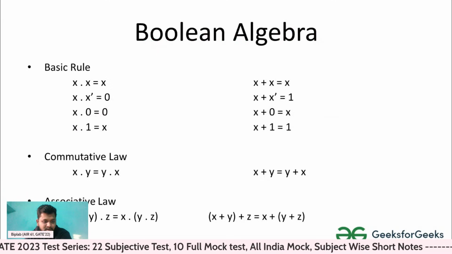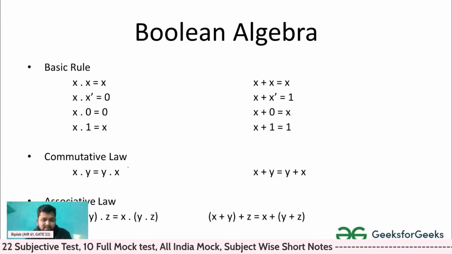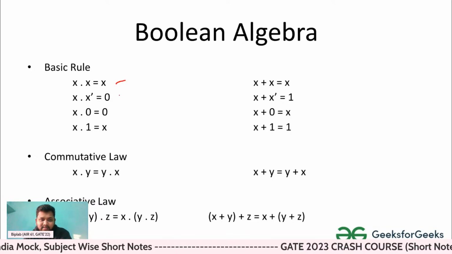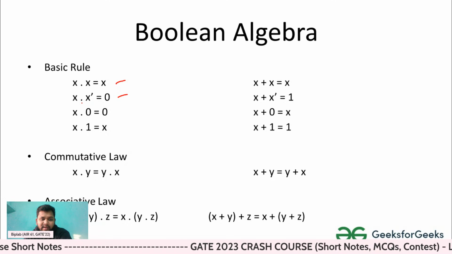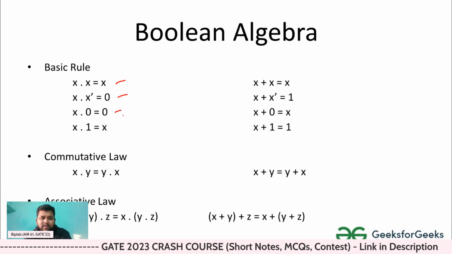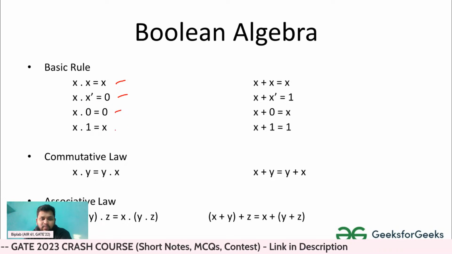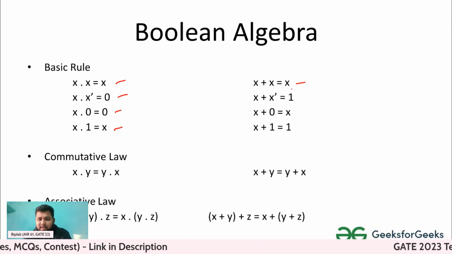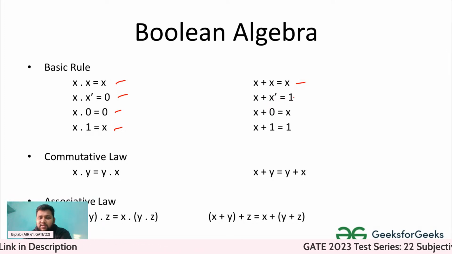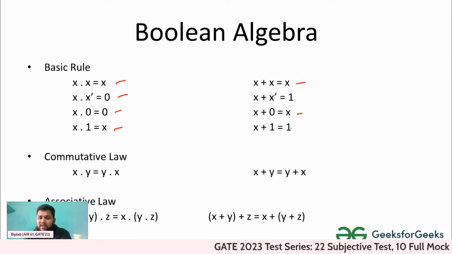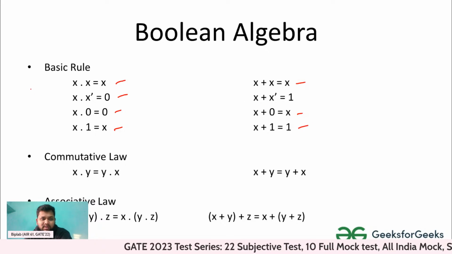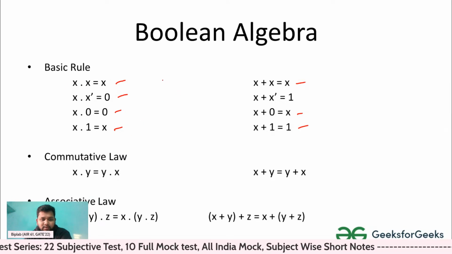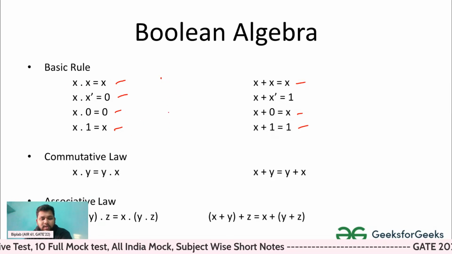Okay. So this is I think the easiest one, and these are some basic formulas. You already know that x AND x is x, x AND x bar is 0, x AND 0 is 0, x AND 1 is x. Like this, for the OR operation, x plus x is x, x plus x bar is 1, x plus 0 is x, and x plus 1 is 1. So these are some basic rules of Boolean algebra, and I think you don't need any explanation in this. If you need, you can comment.